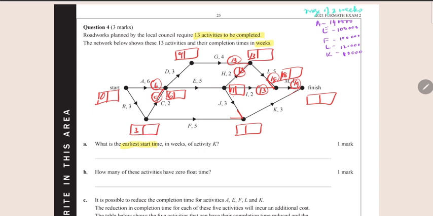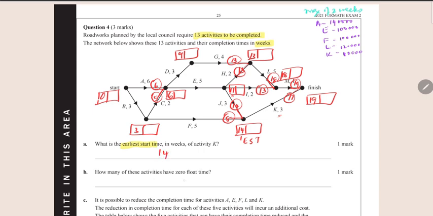Coming along F, 3 plus 5 is 8, and coming along J, 11 plus 3 is 14, and the larger value is 14, and 14 plus 3 is 17. Of these two values, it's 19. Now let's look at the earliest starting time for activity K. So that's K, and the earliest starting time is 14.